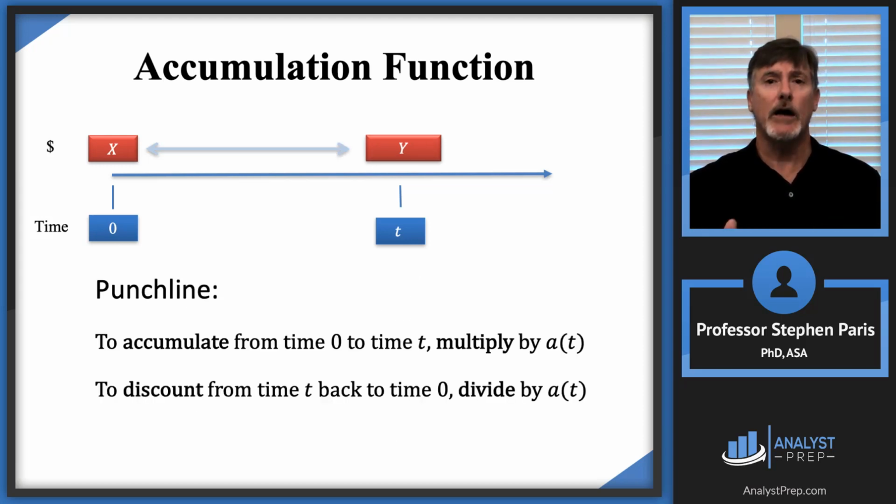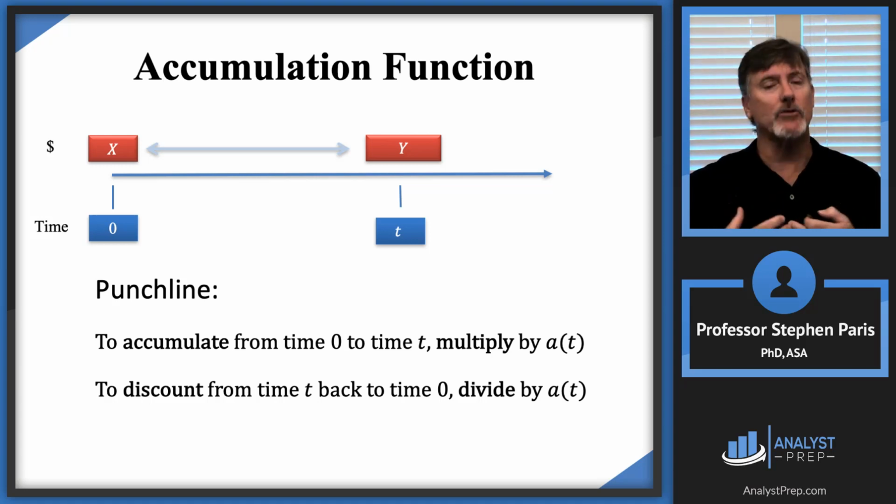So the punchline in all of this is that in order to accumulate from time 0 to time t, we're going to multiply the time 0 value by the accumulation function. And if we wanted to discount from time t back to time 0, we divide by the accumulation function at time t. So to accumulate, we multiply by the accumulation function, and to discount back, we divide by the accumulation function at time t.